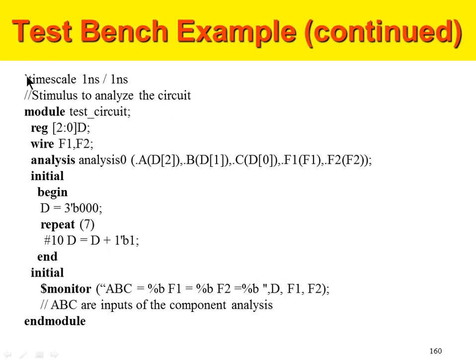The test bench always starts with tick timescale: 1 nanosecond slash 1 nanosecond. How do we read this? The first value is the time scale of the simulation, meaning all the simulation time will increment in nanoseconds. The second part is the precision, which means I can zoom into the simulation at most up to the 1 nanosecond level. I cannot go beyond that, I cannot go to the picosecond level.